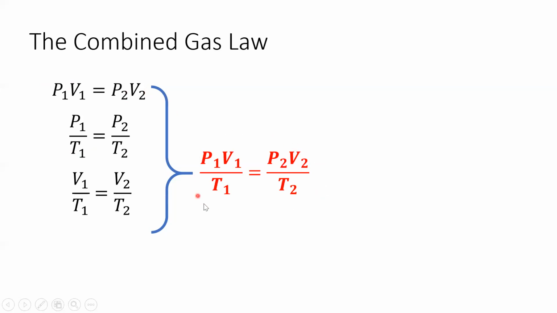Now, a couple of things about this relationship. First of all, the amount of gas doesn't change. So N is not part of this problem. And we need to remember that temperatures have to be on the absolute temperature scale. So your temperatures have to be in Kelvin. If they're given to you in Celsius, you have to add 273 before you can plug them into these equations that we've looked at.